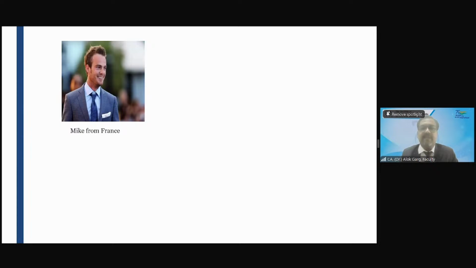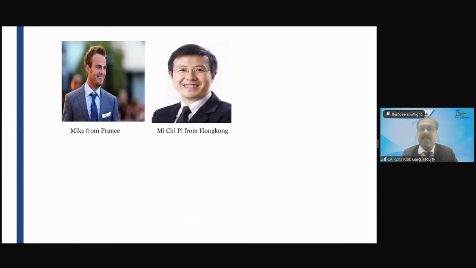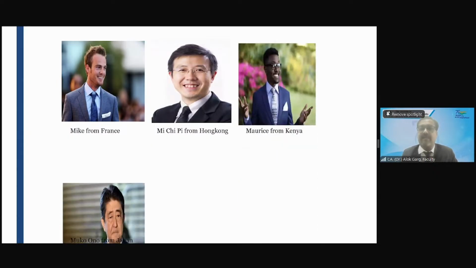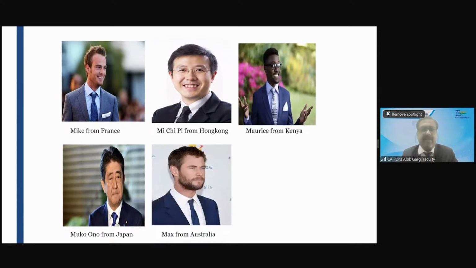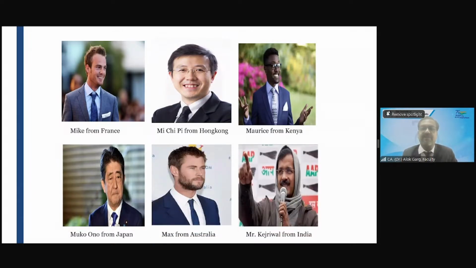Friends, can you see one picture on the screen? Who is Mike from France? This is me, Chi P from Hong Kong. The third one is Maurice from Kenya. The fourth one is Muko Ono from Japan. The fifth one is Max from Australia. And the last but not the least, Mr. Kejriwal from India. These 6 gentlemen went to attend a meeting in London.